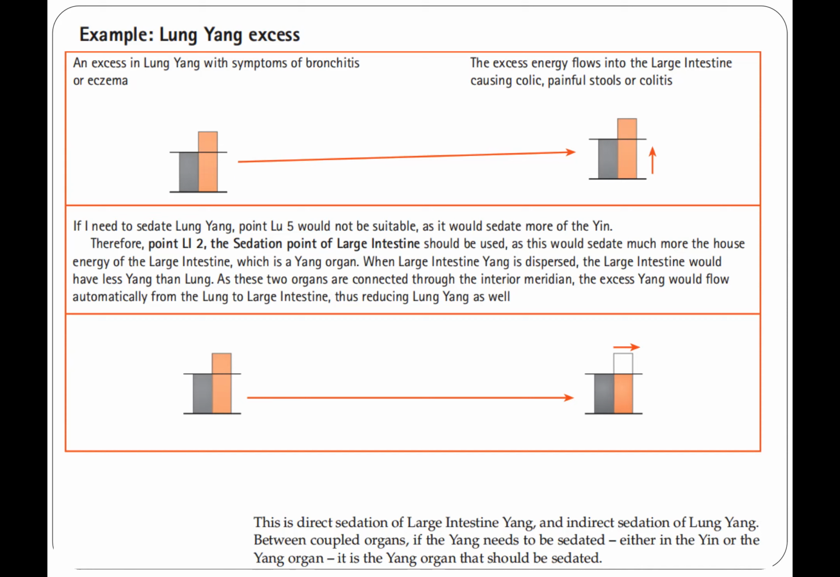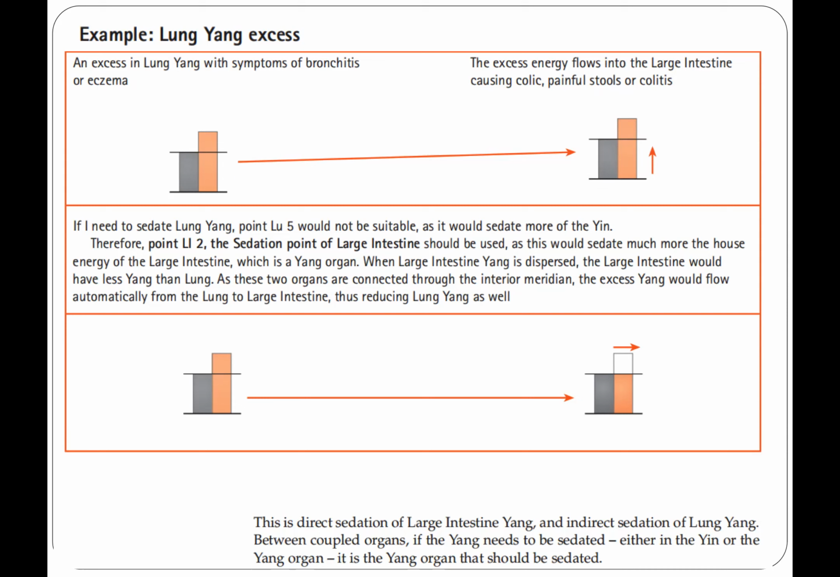Therefore, point large intestine 2, the sedation point of the large intestine, should be used, as this would sedate much more of the house energy of the large intestine, which is a yang organ. So, when large intestine yang is dispersed, the large intestine would have less yang than the lungs. So, mababawasan po yung yang ng large intestine. As these two organs are connected through the interior meridian, yung excess yang po would flow automatically from the lungs to the large intestine.